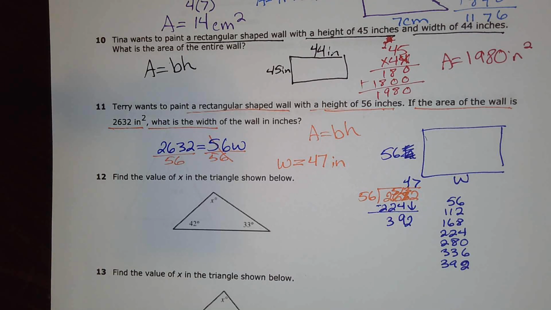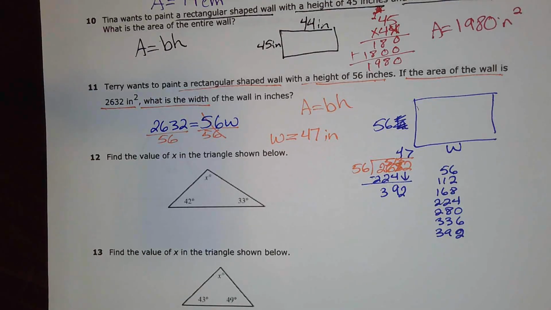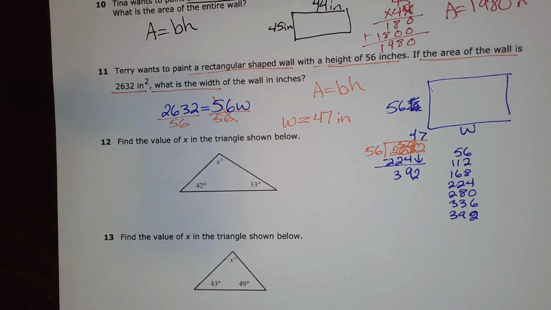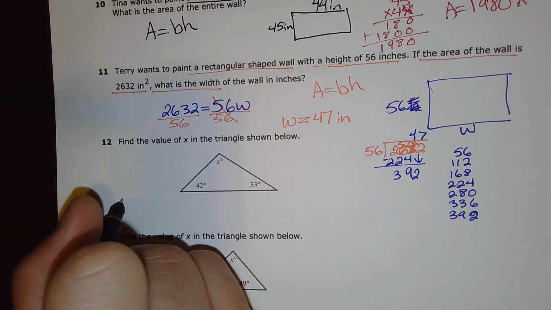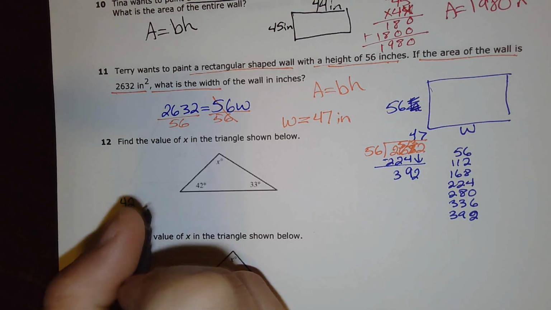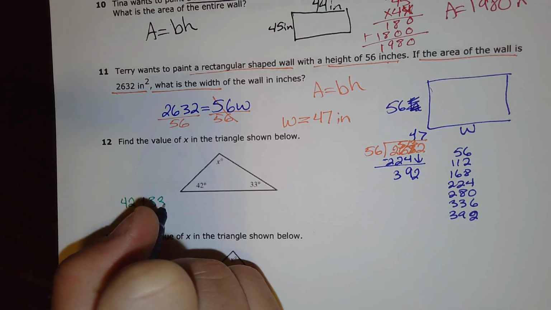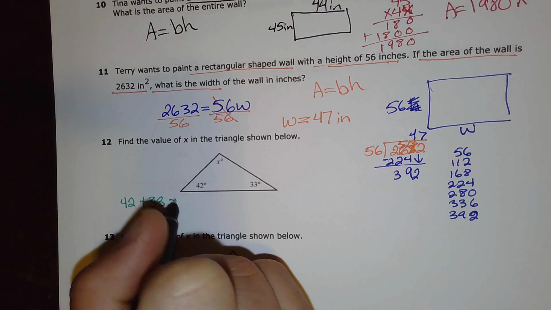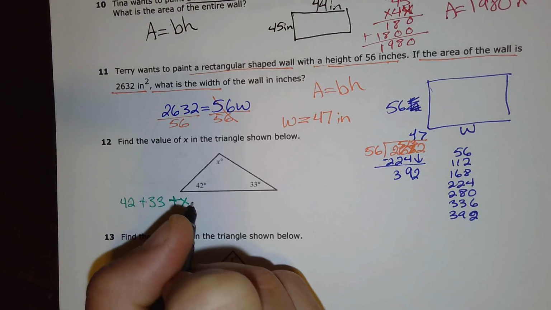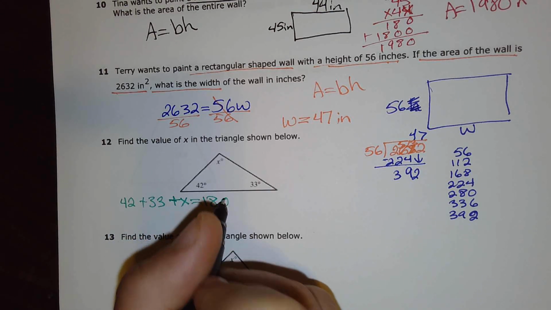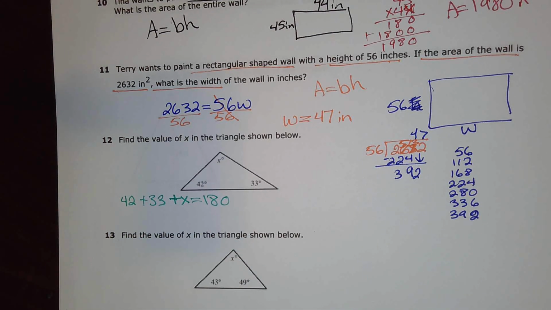Okay, now number 12. This is where we're using the triangle sum theorem. Okay, angle 1, which is 42, plus angle 2, which is 33, plus angle 3, which in this case is x, is going to always be equal to 180 degrees. So now we just solve, and so we add and then subtract that from 180.